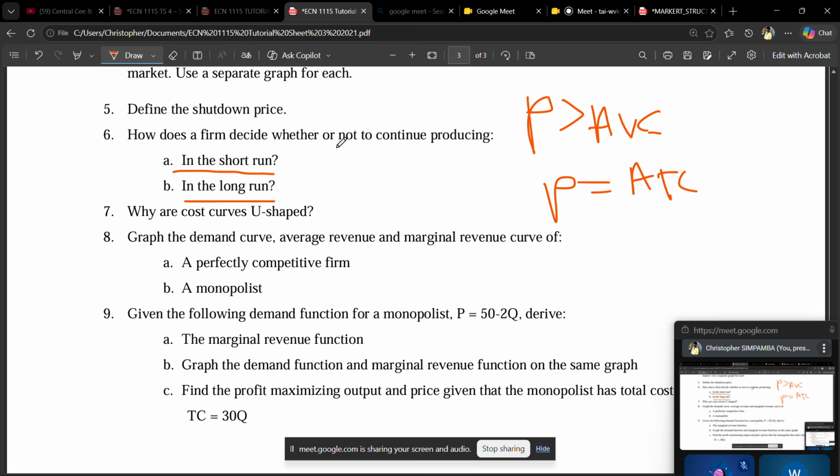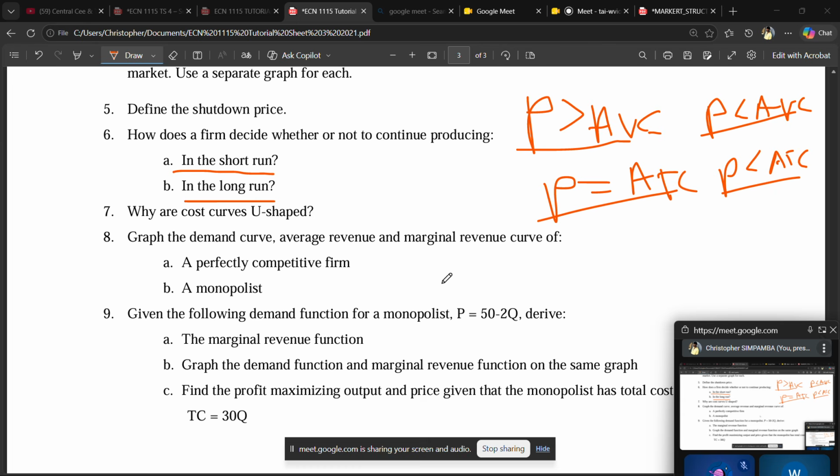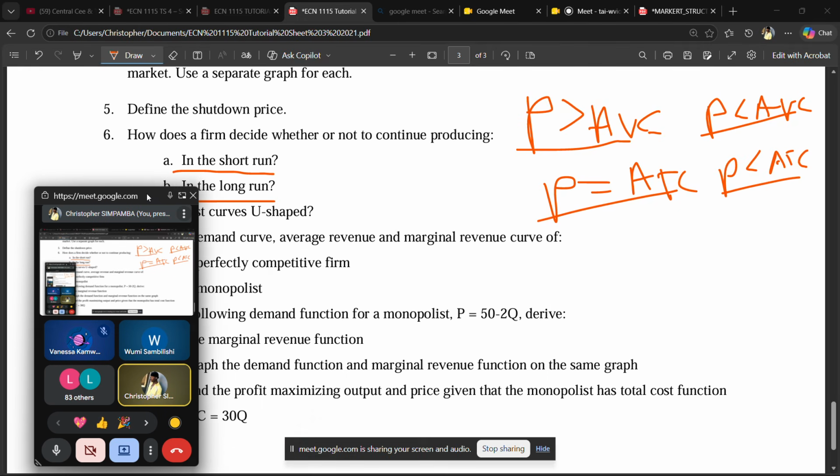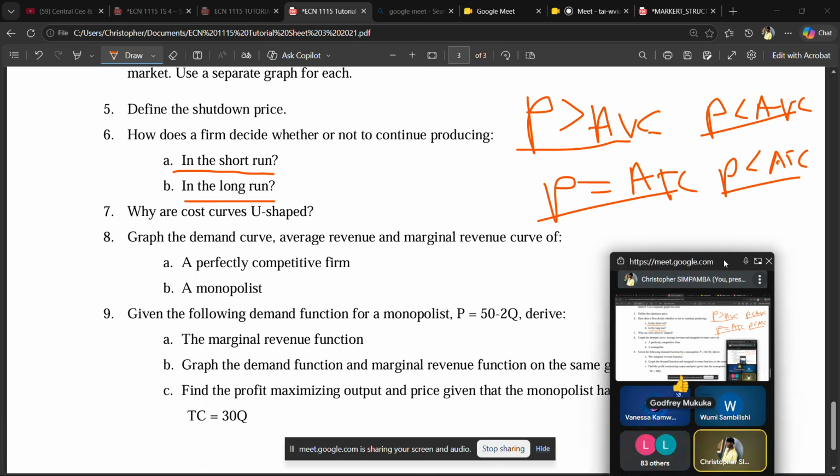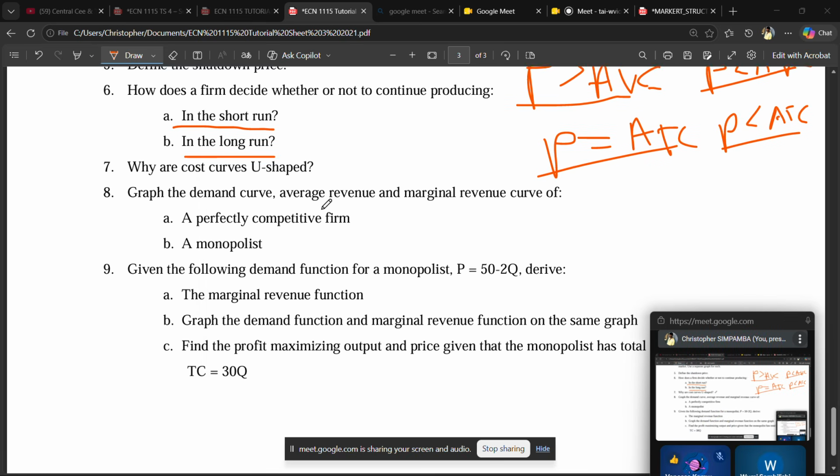Then a firm will stop producing in the short run if price is below average variable cost, and in the long run if price is below average total cost. So these are the conditions. It will continue if this is so, it will shut down if this is so. Are we okay? All right.